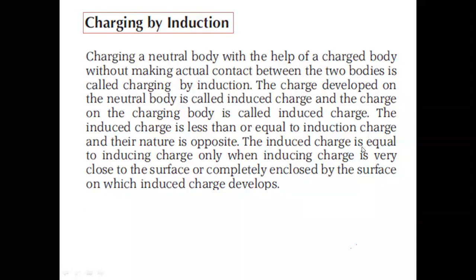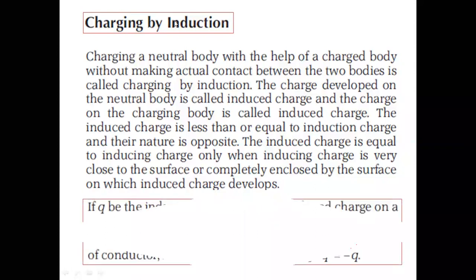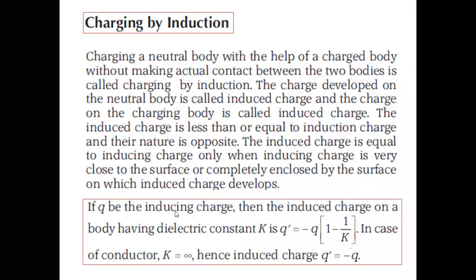The induced charge is equal to the inducing charge only when the inducing charge is very close to the surface or completely enclosed by the surface on which induced charge develops. We have discussed this at length. The formula is this. If Q is the inducing charge, the charged body, then the induced charge on a body having dielectric constant K, think the body is some other body whose dielectric constant is K, is given by Q dash equal to minus Q inside bracket 1 minus 1 upon K.